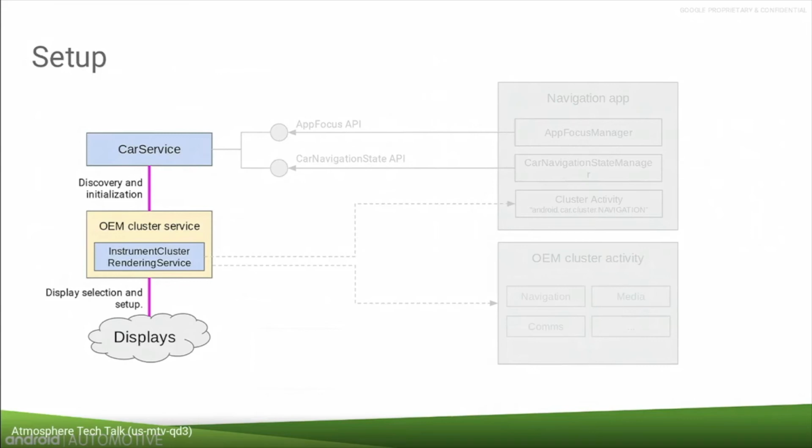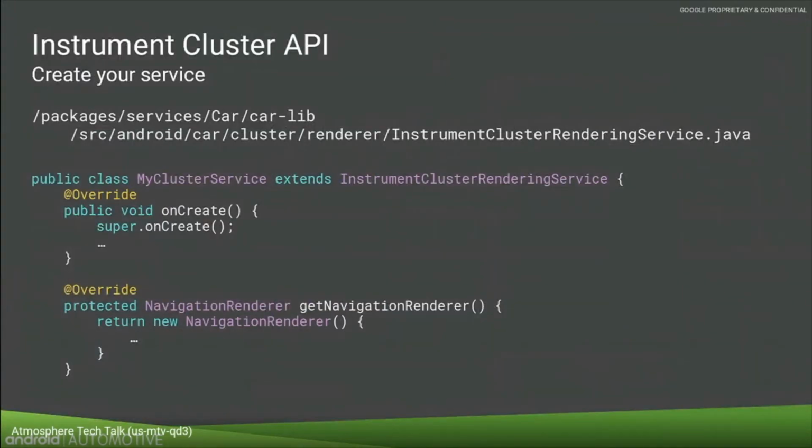Everything starts from car service, which starts as soon as the system boots, and one of the first things it's going to do is try to find a cluster service implementation. Cluster service is just a regular Android service that has to extend from instrument cluster rendering service, which is the class we provide as part of the car library. The implementation of the cluster service is very straightforward. It's just extending this class. It's going to provide a set of callbacks. I'm going to review each of them individually.